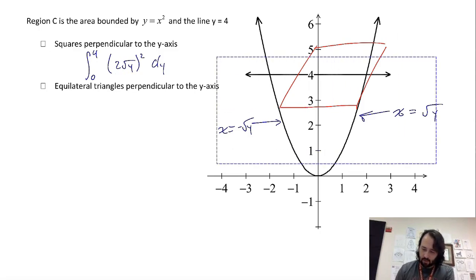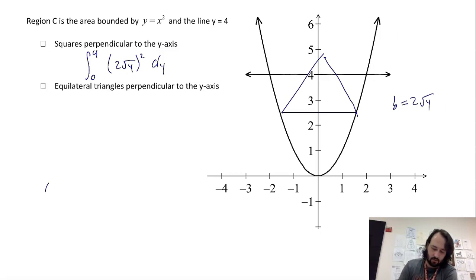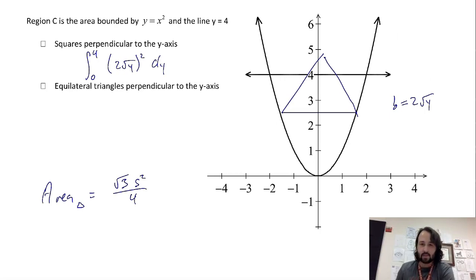Equilateral triangles perpendicular to the y-axis. So on this one, I have an equilateral triangle that's coming out where my base is still actually the same, right? My base is 2 root y. So now you just need to know the area of an equilateral triangle, which is root 3 side squared over 4. So all I need is that 2 root y is my side.